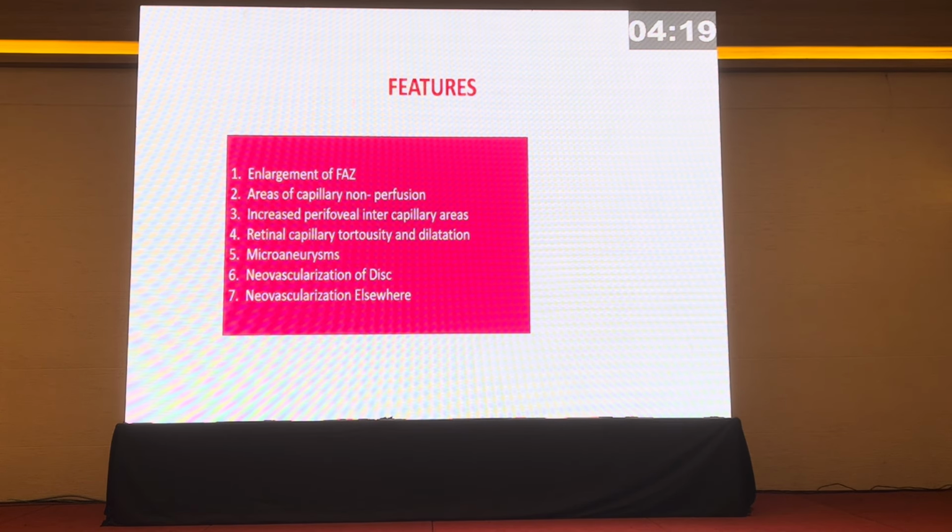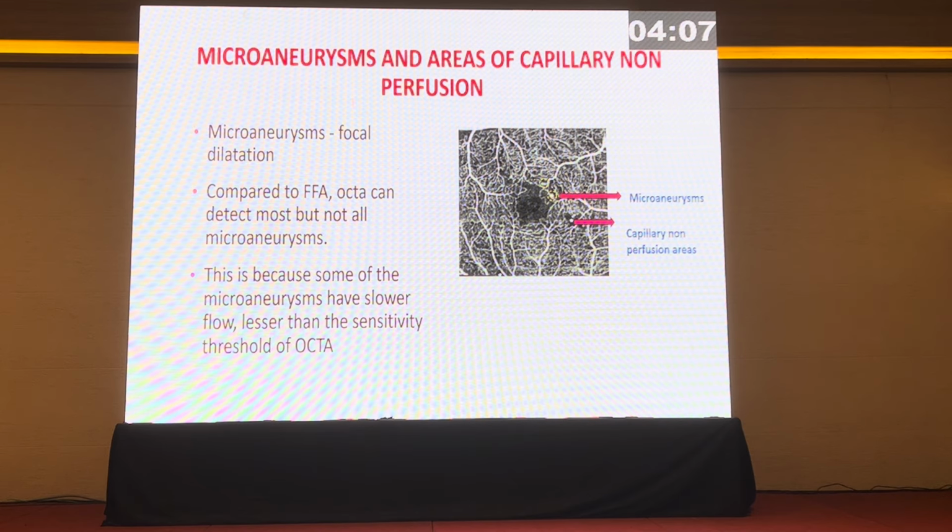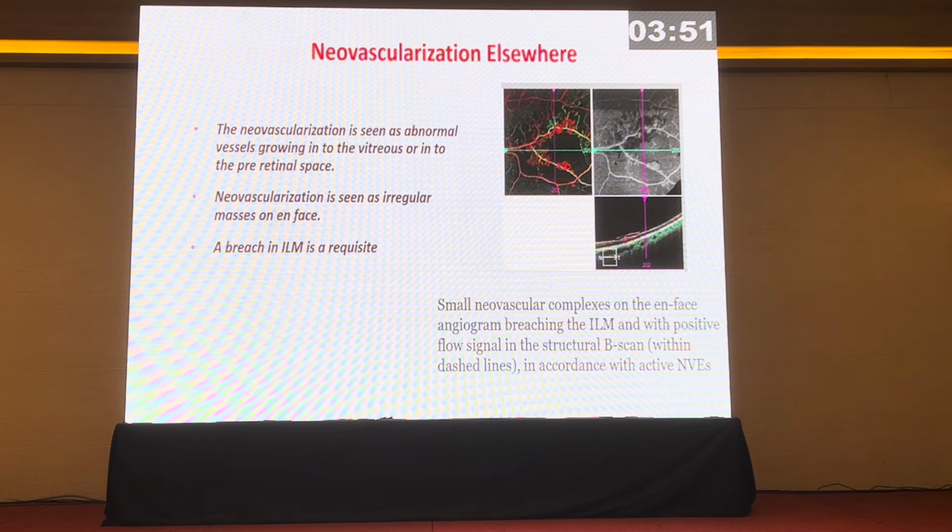Now, these are some of the features which I explained before. So these are FAZ features which are increasing. So you can see the FAZ is increasing, or you can see aberrant congenital macular vessels. These are microaneurysms. Compared to fluorescein, OCT angiography can detect most microaneurysms. This is because some of the microaneurysms have slower flow. So if the flow is slower, or if it is an almost healing microaneurysm, then probably the microaneurysm cannot be picked up here.